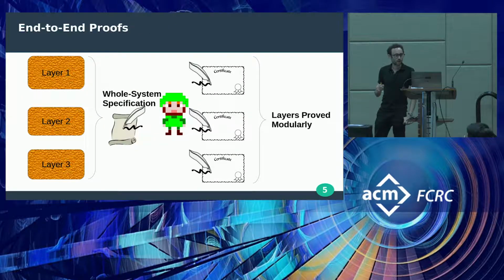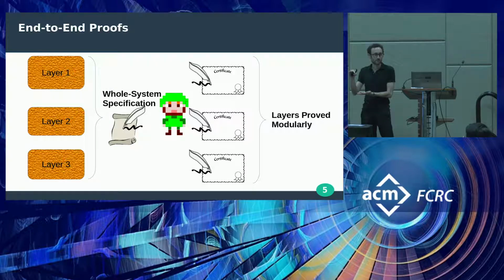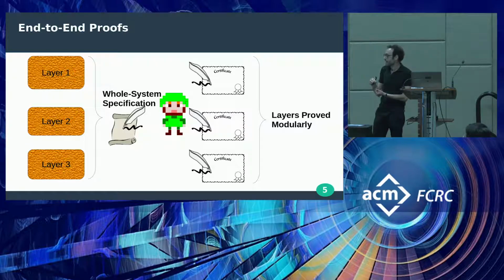Finally, I'm arguing for what we'll call end-to-end proofs, where we have a system divided into a series of layers, some of them hardware, some of them software, and each one of them has its own formal specification and its own machine-checked proof of correctness. And we go through the exercise of connecting all of those together to get a guarantee about the whole system considered as one unit that is supposed to provide some application of interest to real users.